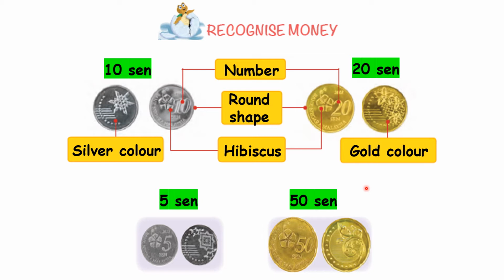They also have the hibiscus picture and number. Okay, 5 cent with the number 5 and then 50 cent with the number 50, and both of them are round in shape.